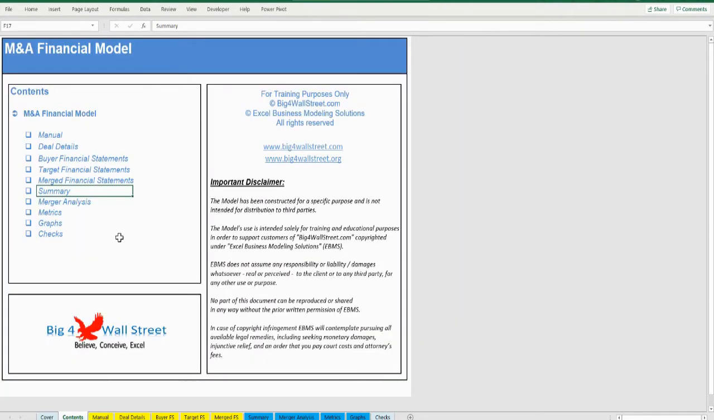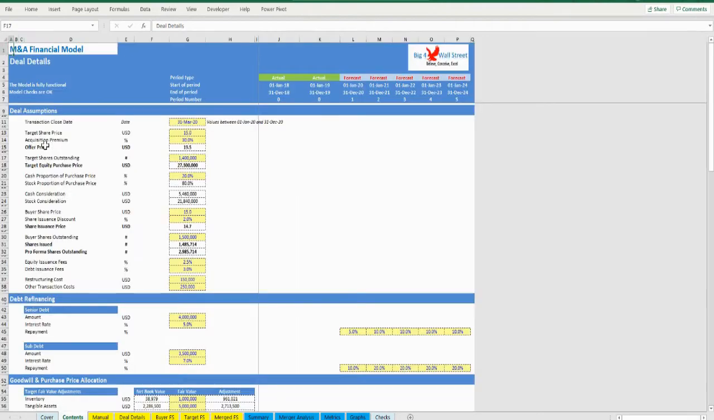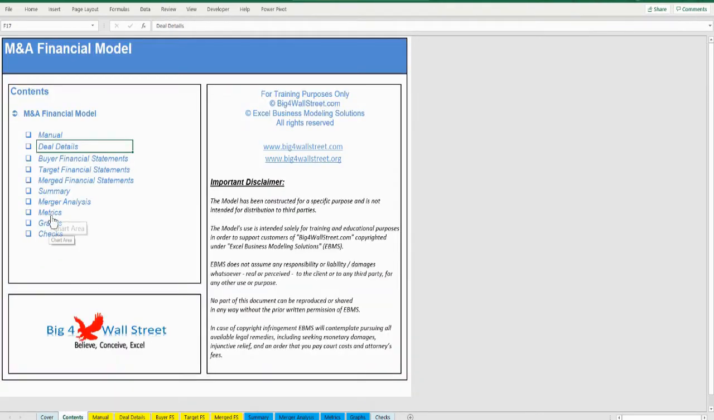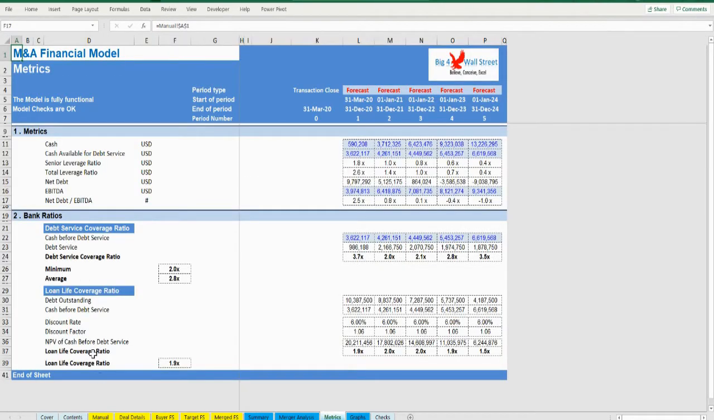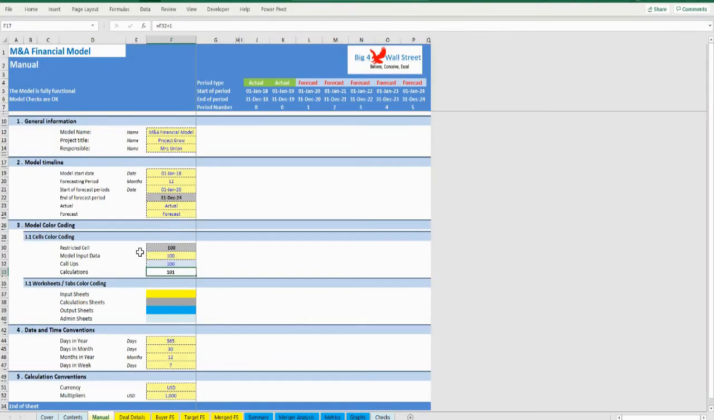In the Contents tab you can see the structure of the model and click on any of the headlines to be redirected to the relevant worksheet. Additionally, there is a description of the color coding of the model in the Manual tab. Inputs/assumptions are always depicted with a yellow fill and blue letters. Call ups, that is direct links from other cells, are filled in light blue with blue letters, while calculations are depicted with white fill and black characters.